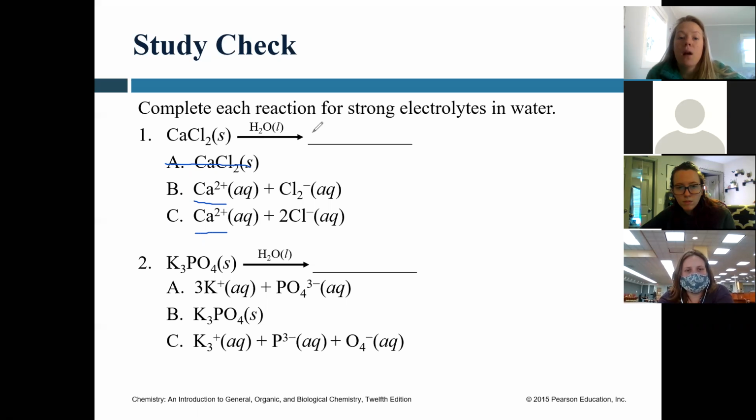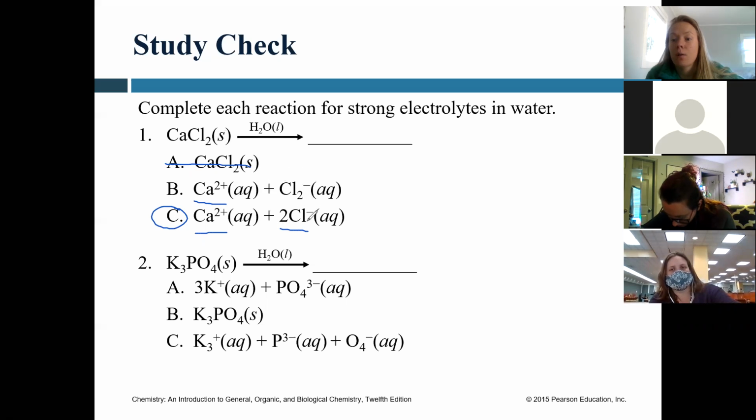Now I have to figure out what happens with my chlorines. Well, in this case, I like C. I'm going to go with 2 Cl minuses. Now you may be saying, well, chlorine is a diatomic molecule. Yeah, but in this case, we're not introducing chlorine as its elemental form. We're introducing it as a charged particle. When it's charged, it doesn't bond to itself. So I don't like this. I do like this. What I'm saying is I have 2 charged chlorines and 1 charged calcium with a 2+ charge.